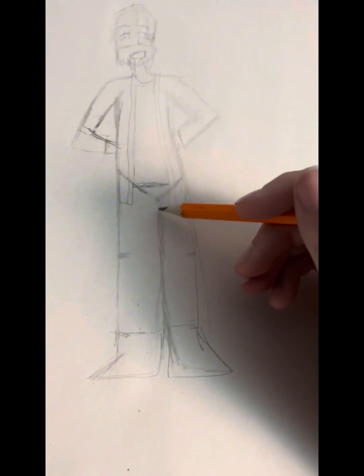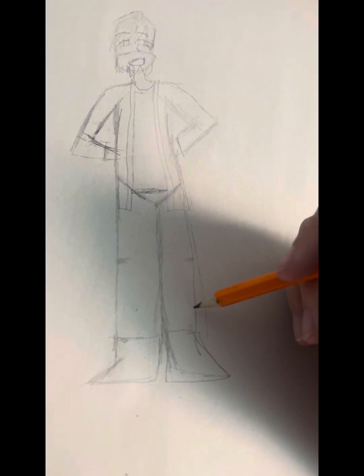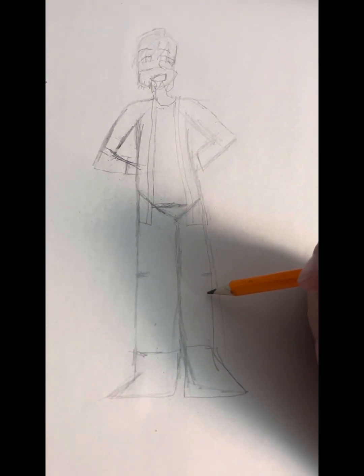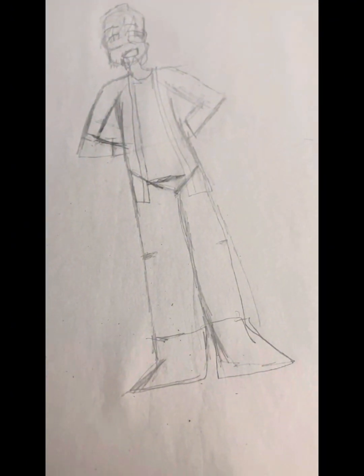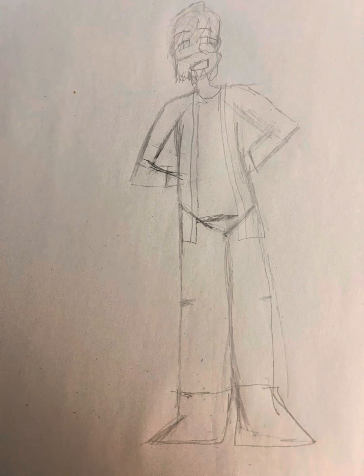Okay, yeah, and then I believe me staying into the best for a second. His ears, yeah. And then I believe that's it. So this is what it turned out to look like.